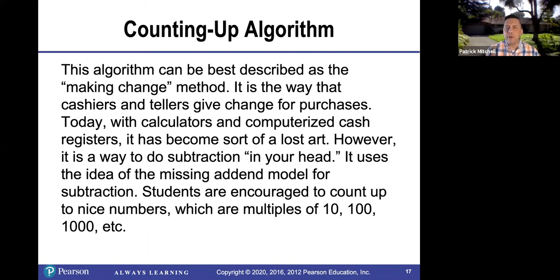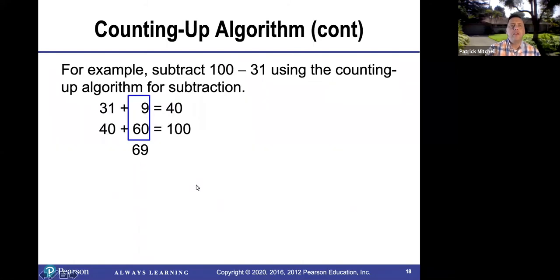It is a way to do subtraction in your head. It uses the idea of the missing add-in method or model for subtraction. Students are encouraged to count up to nice numbers, which are multiples of 10, 100, 1000, etc. So for example, subtract 100 minus 31 using the counting up algorithm for subtraction.